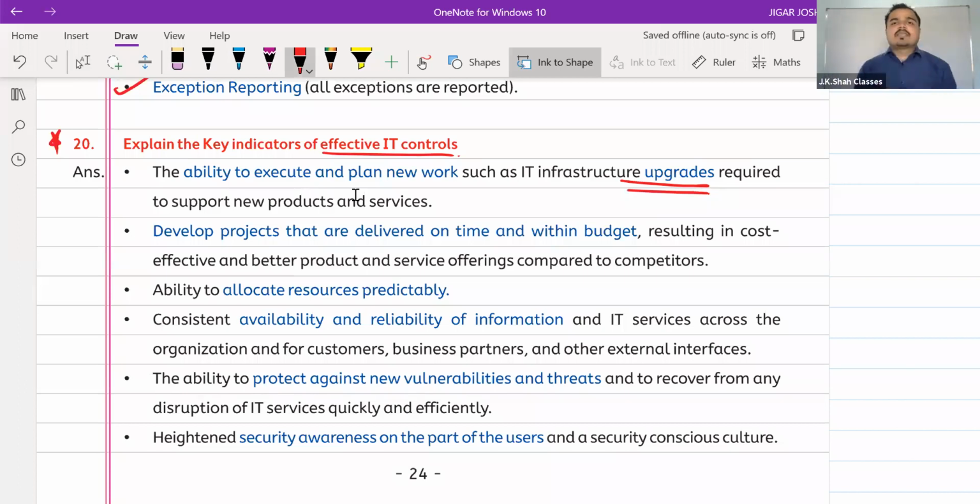Second, people, we are working on all those technologies which can be developed on time and within the budget. It means we are trying to keep our IT security and IT system cost low as compared to our competitors. We want the best IT technology, but we try to save our cost to a great extent. Are you getting my point of view, my dear chartered? Yes, sir. So first one, sir, ability to execute the new plan. Number two, sir, develop projects that are delivered on time and within the budget. Very important, my dear chartered.